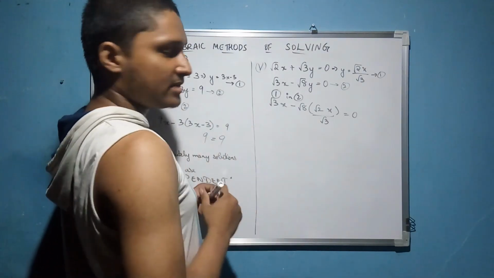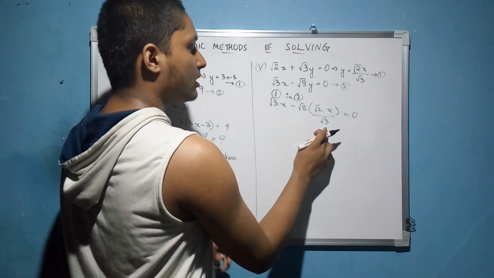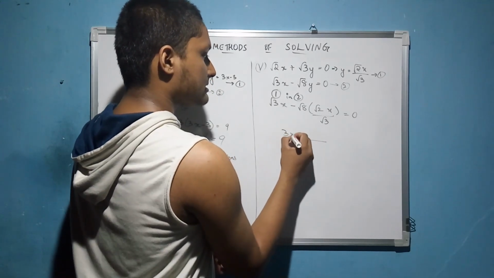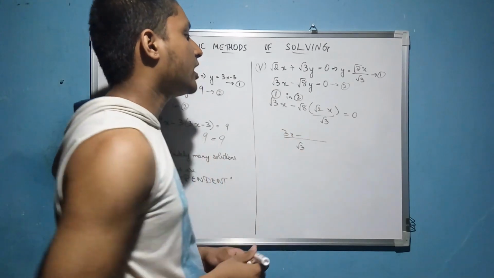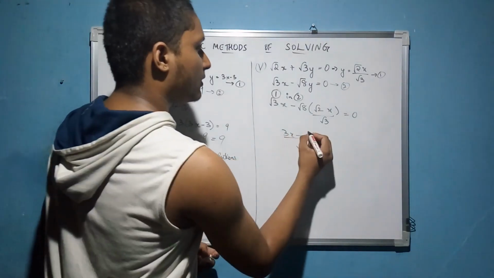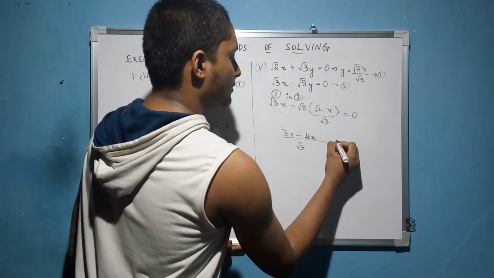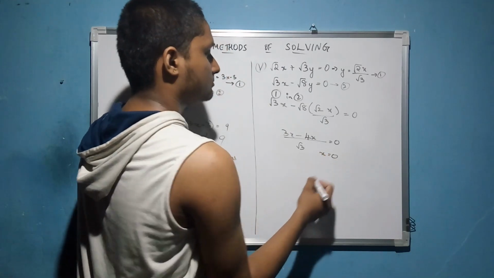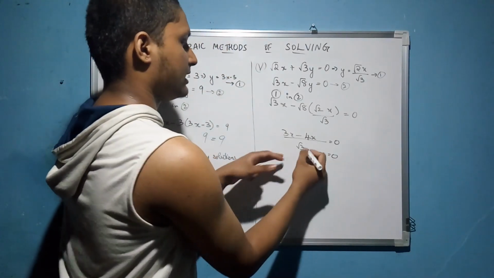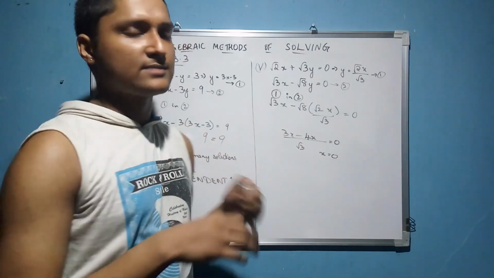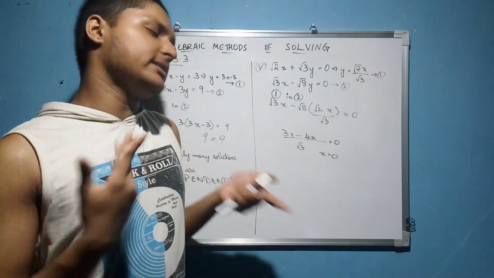Let me take the LCM here. When I take the LCM, I am getting root 3 in the denominator. This becomes 3x minus 8 into 2, which is 16. Root of 16 comes to be 4x. So this is 3x minus 4x, which is going to be 0. If you take root 3 to the right hand side, you will get 3x minus 4x is equal to 0. 3x minus 4x is minus x. Minus x is 0, that means x is also 0.